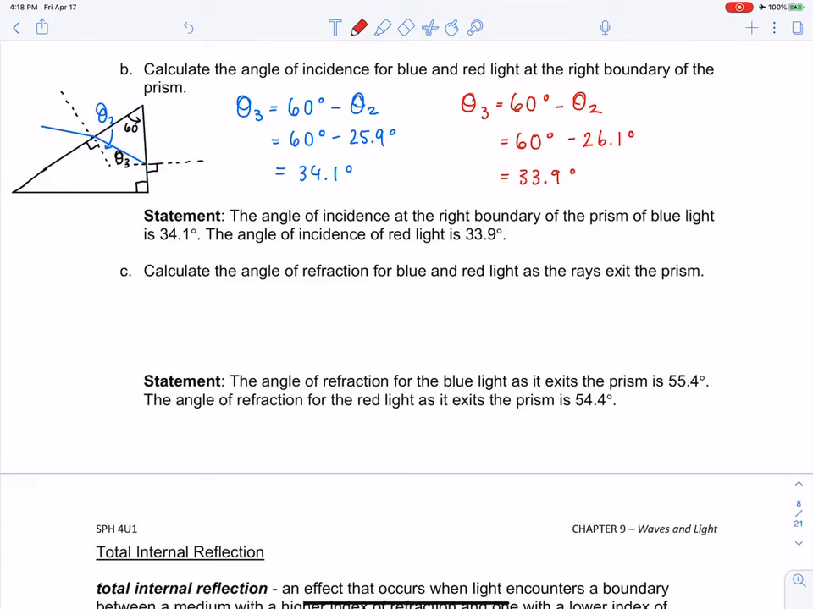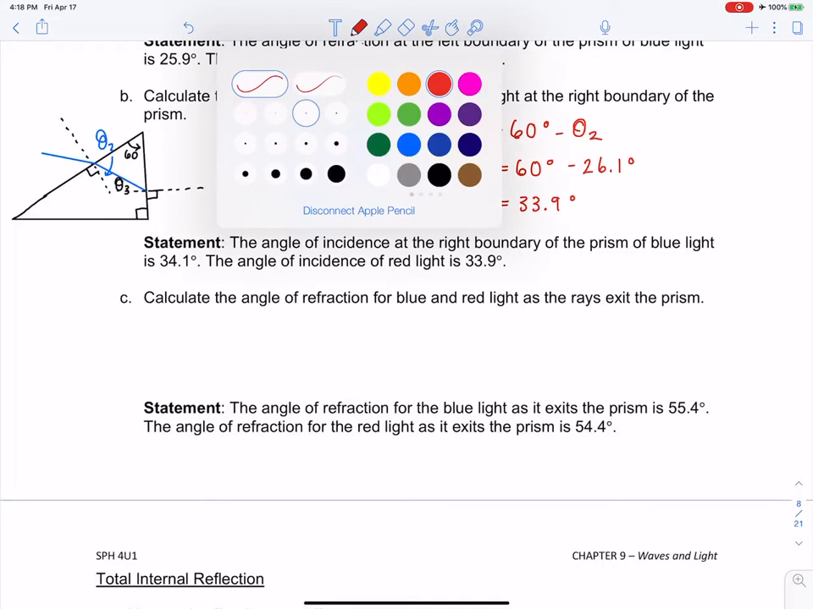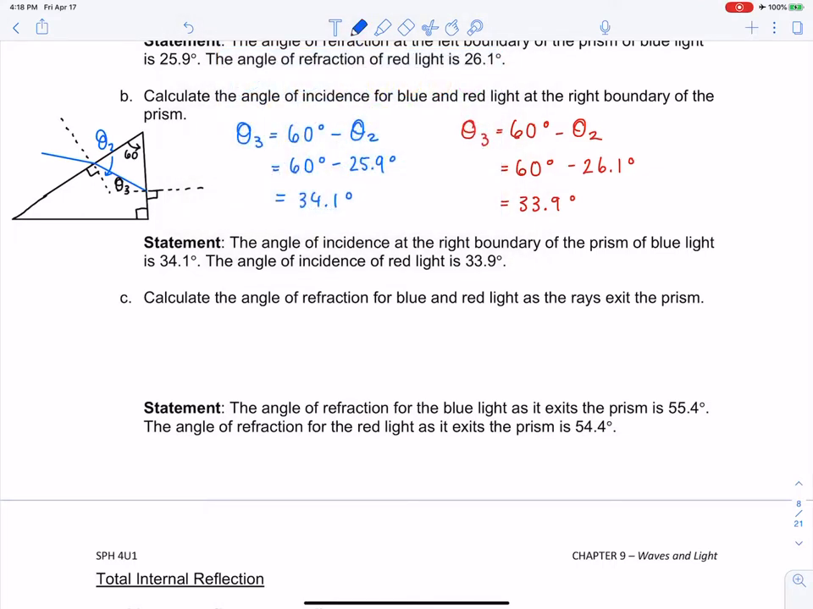In part C, we want to calculate the angle of refraction for blue light and red light as they now exit the prism. So if we look at our diagram here, this blue light ray at this right interface will exit the prism, and it's going to bend away from the normal. And what we want to find is theta 4.